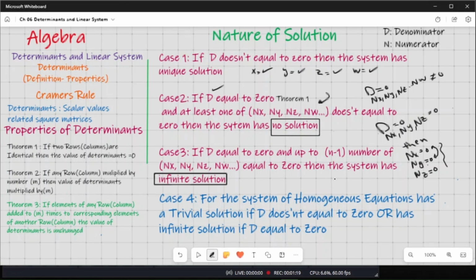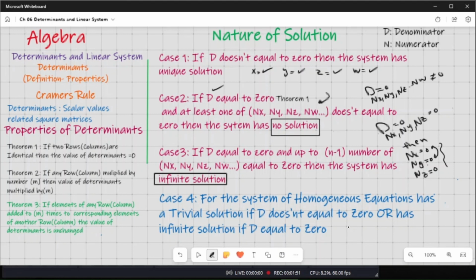Okay, but if all of these equal to 0, then we already have a homogeneous system, and here we call our solution the trivial solution. Okay, here for case 4, the system of homogeneous equations has a trivial solution if d doesn't equal to 0, or has infinite solutions if d equal to 0.